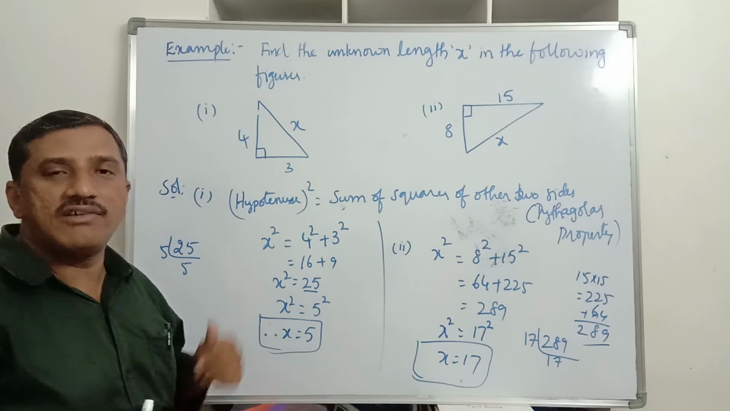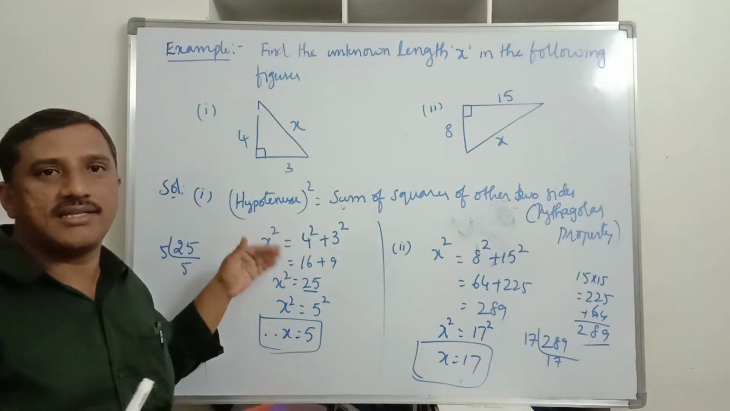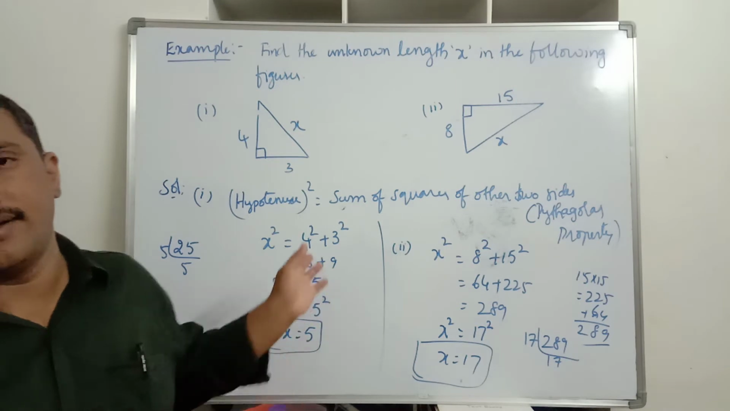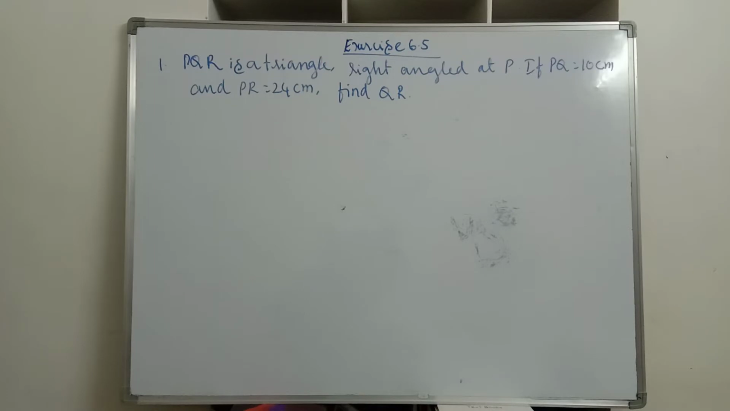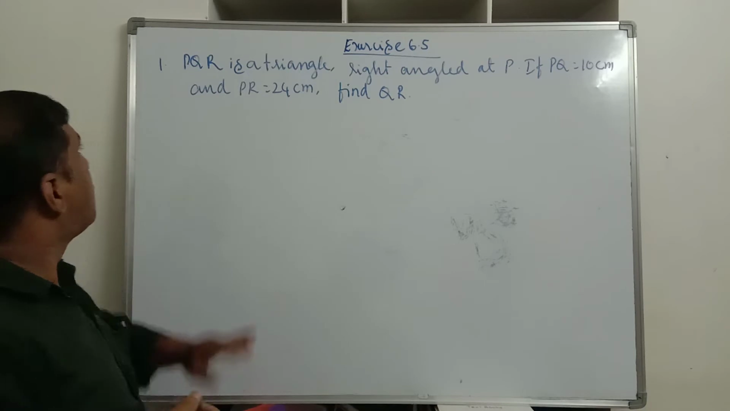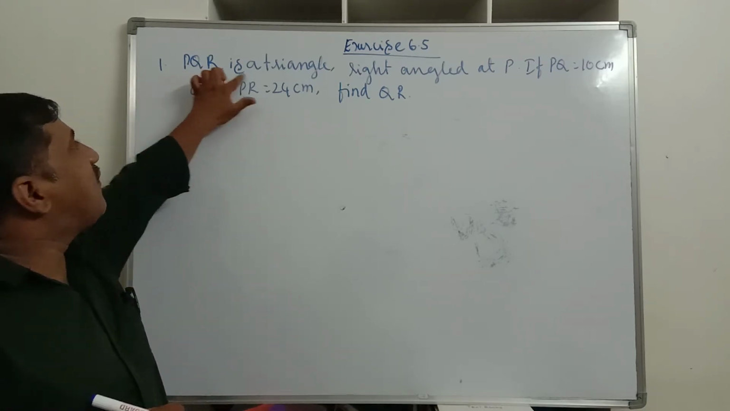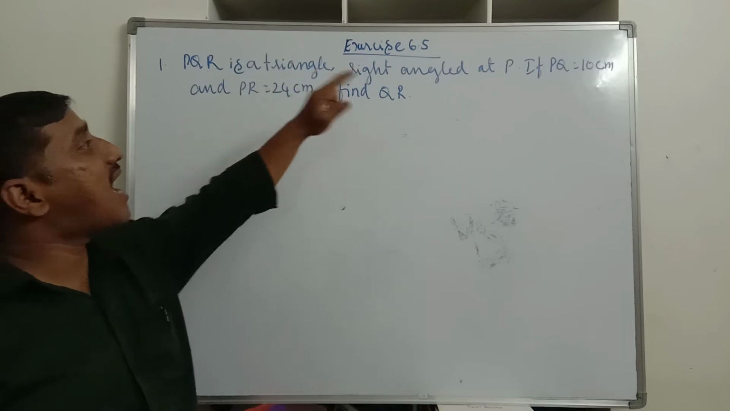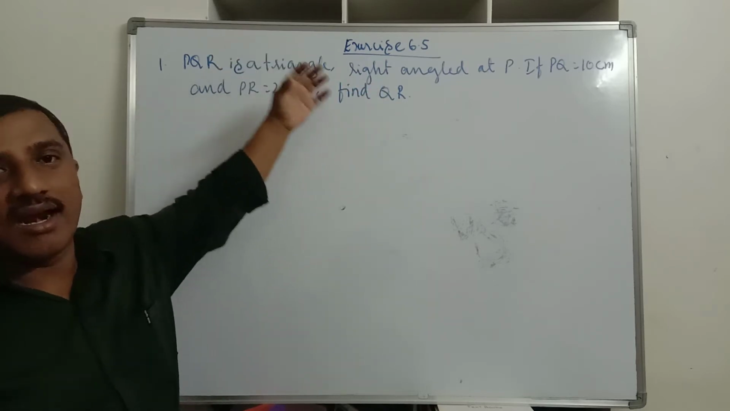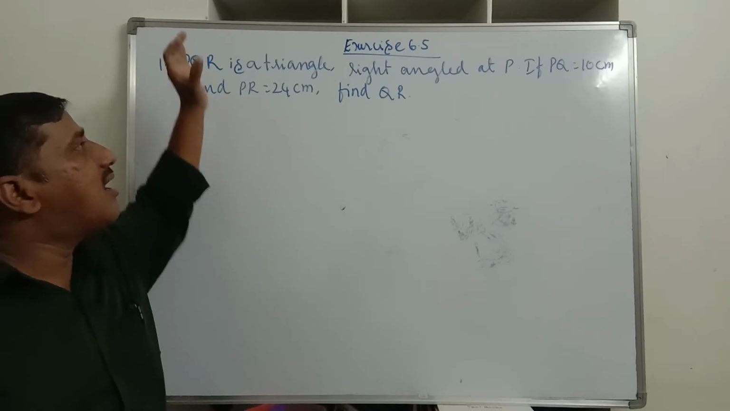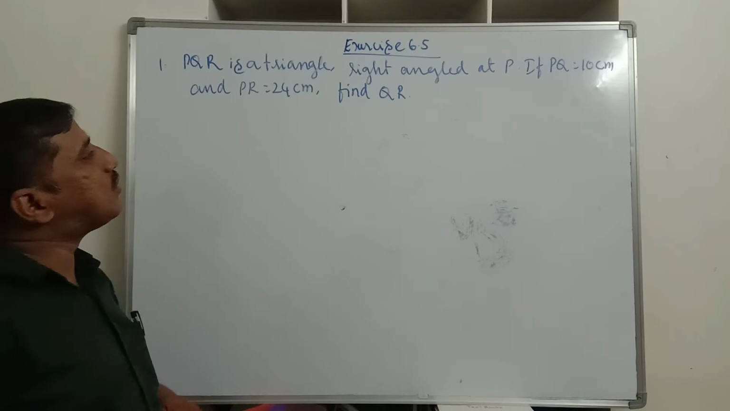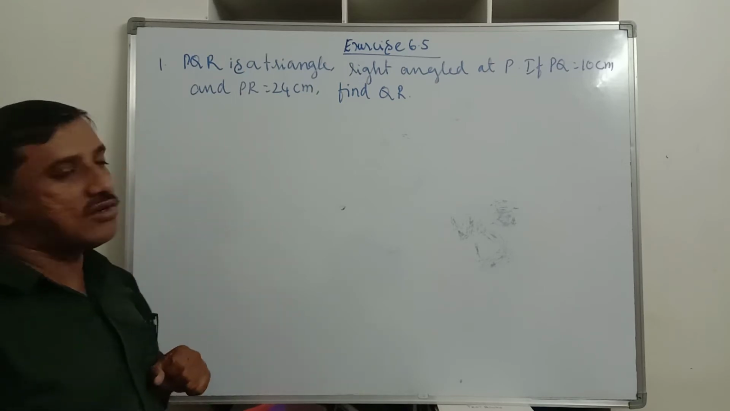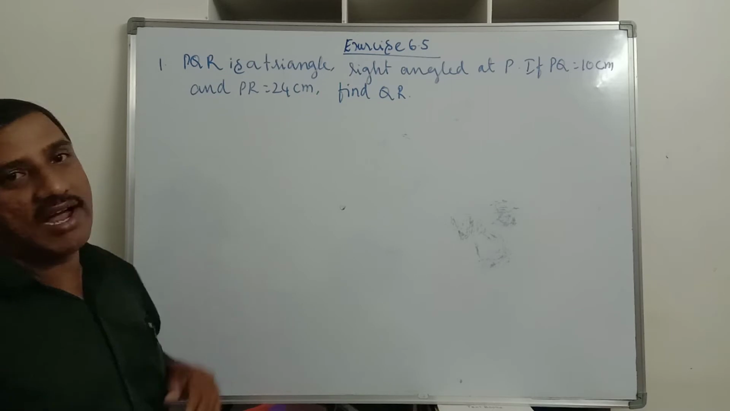With this knowledge we will continue with the next exercise, that we will discuss here. Now we will discuss exercise number 6.5. The first question. PQR is a triangle right angled at P, means it is a right angled triangle with the right angle at P. If PQ is equal to 10 centimeters and PR is equal to 24 centimeters, find QR.